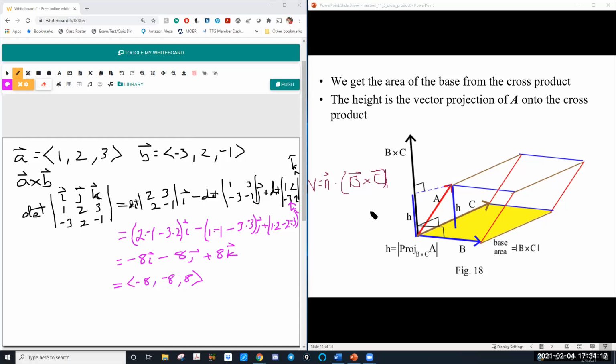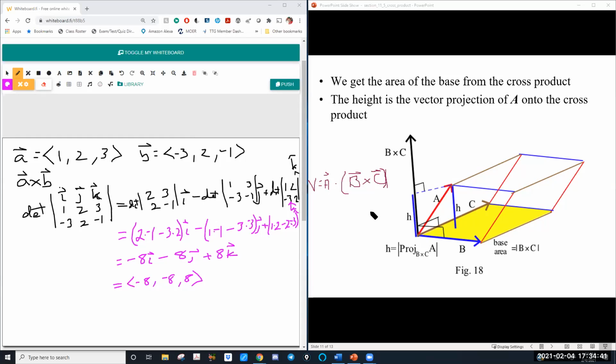So, and guys, this is not a formula I have to memorize. I'm not going to ask you the volume of a parallelepiped on an exam. This is just one of the cool geometric interpretations of a cross product, and in this case, a triple scalar. You might get one of these in the homework or on the worksheet, but I don't want you to memorize parallelepipeds. All right.